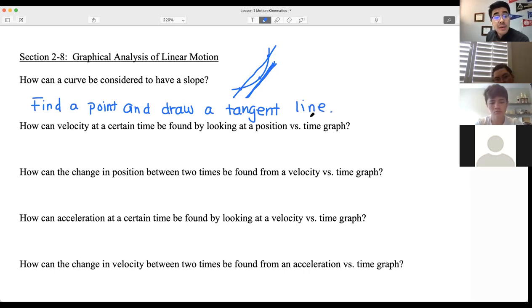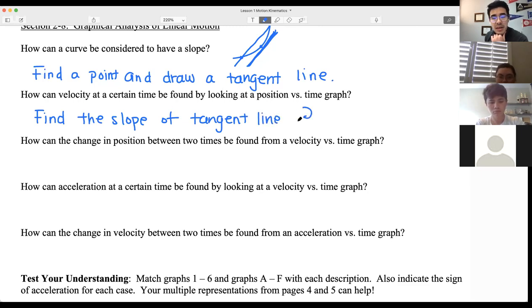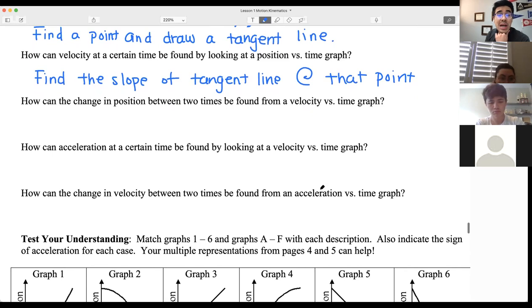How can the velocity at a certain time be found by looking at a position versus time graph? It would be the slope. Find the slope of the tangent line at that point. At that point, good. And then how can the change in position between 2 times be found from the velocity versus time graph? The change in position, or displacement, right? Position is the same as displacement here.